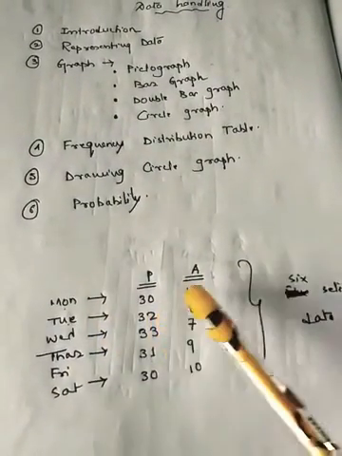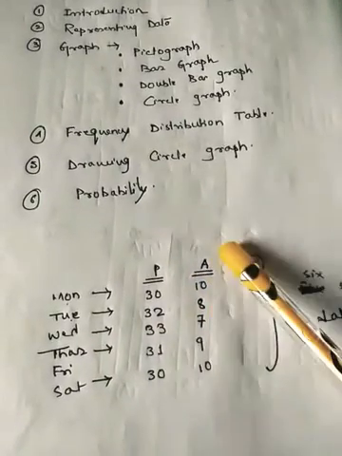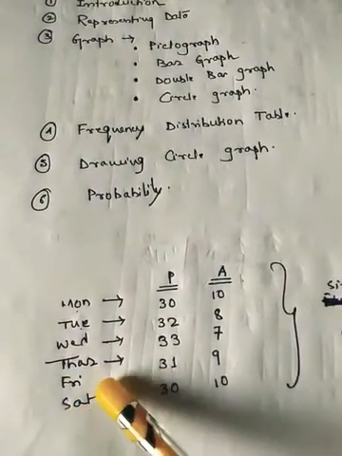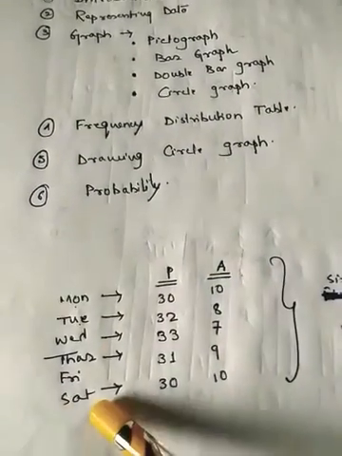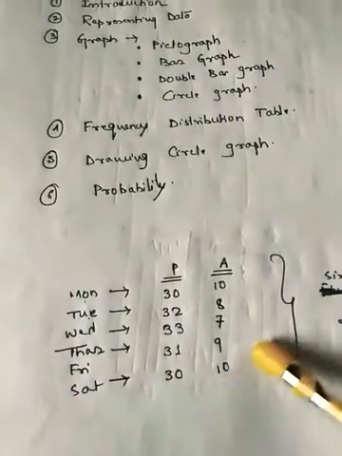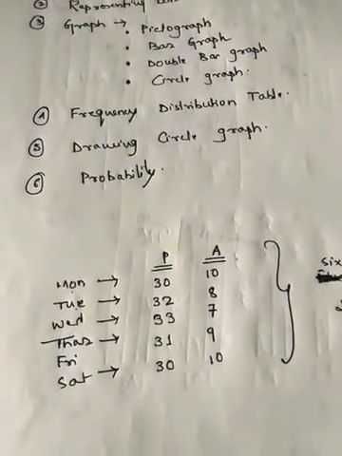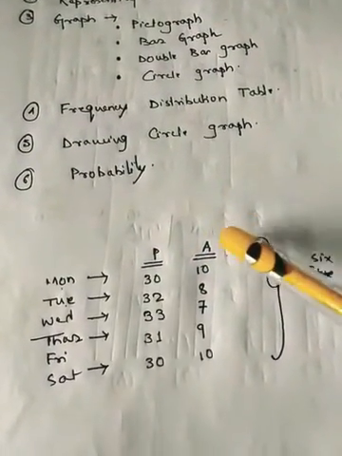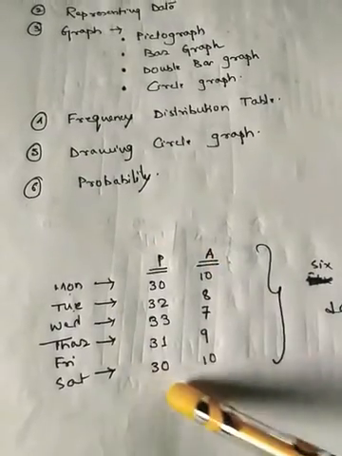Tuesday 32 were present, 8 were absent. Wednesday 33 were present, 7 were absent. On Friday 31 students were present, 9 students were absent. Saturday 30 students were present and 10 students were absent. So this is the data that she has to give to the principal ma'am regarding attendance for a certain week. So whatever the numbers I have written, these are all the data.